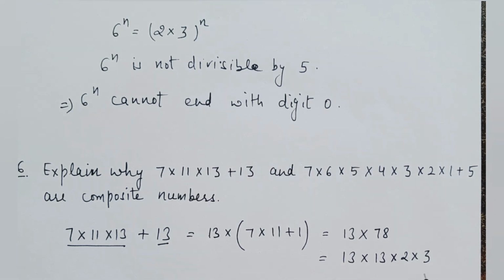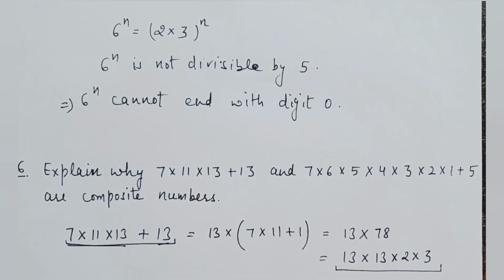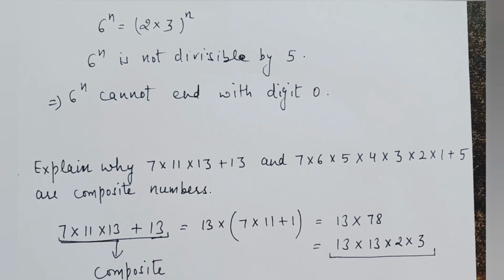Now we can write this. That means this number is expressible as the product of prime numbers. So that means it is a composite number because this number has more than one factor. So this is a composite number.